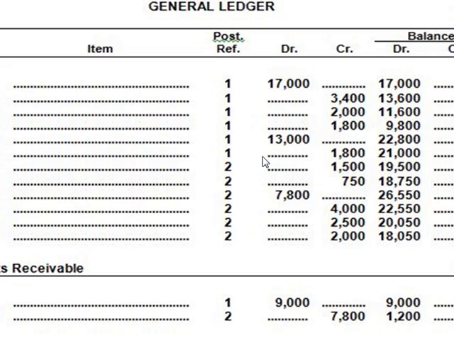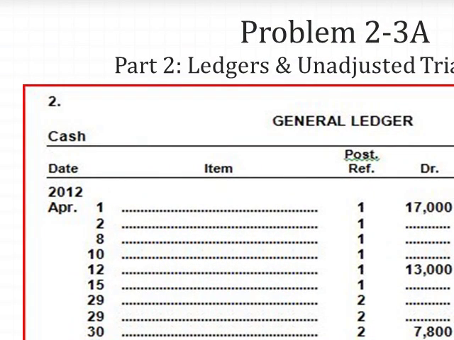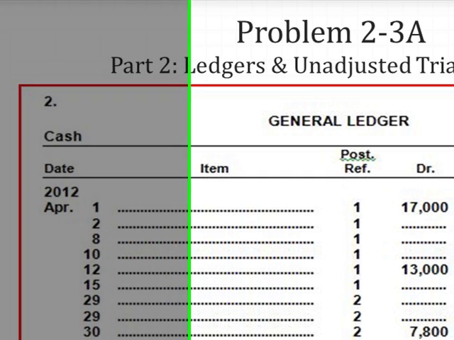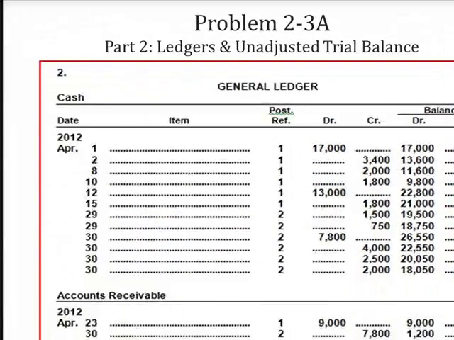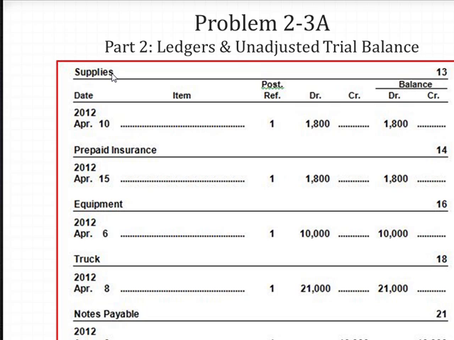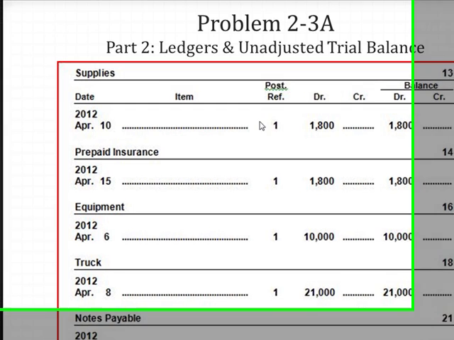All asset accounts have a debit balance, except for contra asset accounts. Contra asset accounts contradict an asset, and it is actually just the opposite. So for accumulated depreciation and other contra asset accounts, they will actually have a credit balance. And we'll learn more about those accounts in Chapter 3. More assets include supplies, prepaid insurance, equipment, and truck, all of which have a normal debit balance.